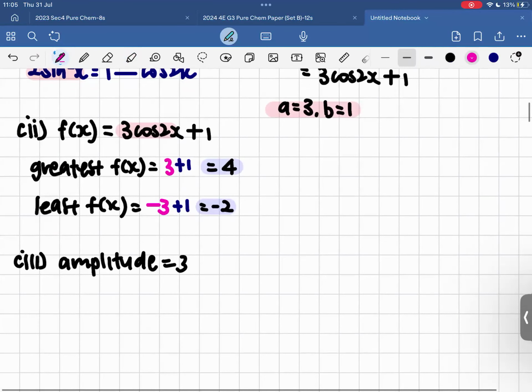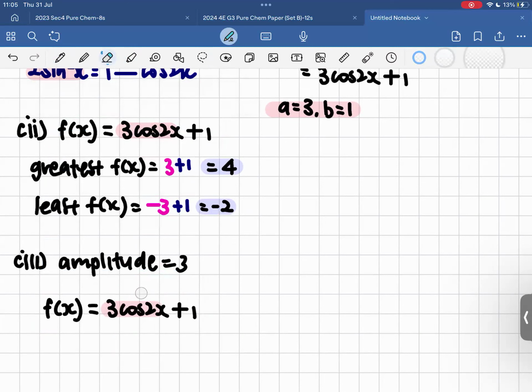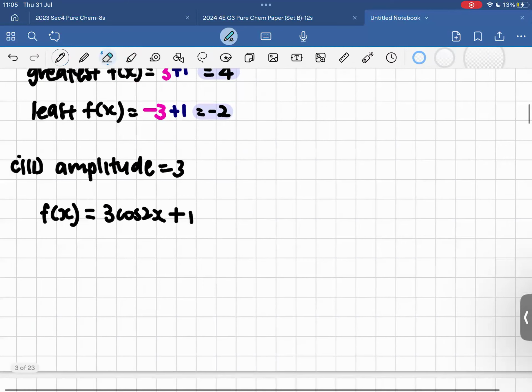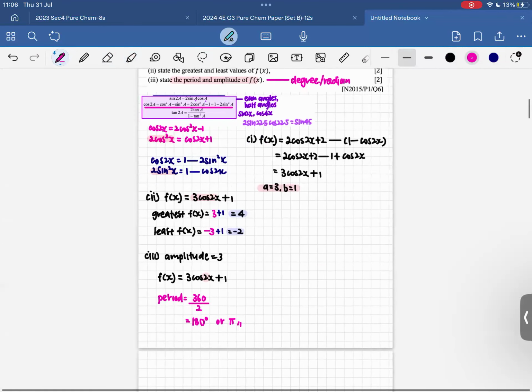So what we have here is the f(x). How do we determine the period? So always look at this number over here. To get your period, a full cosine graph is 360. Sine also 360. Only tangent is 180. So when I do this, my period is 180. If you want to live in radian, that will be pi. So this is your full answer for this question here.